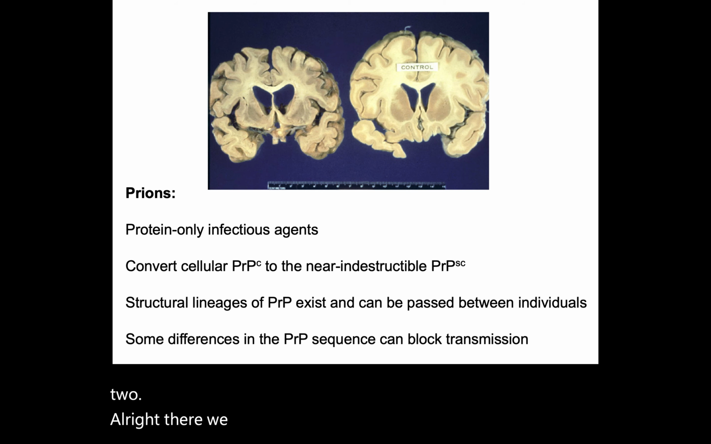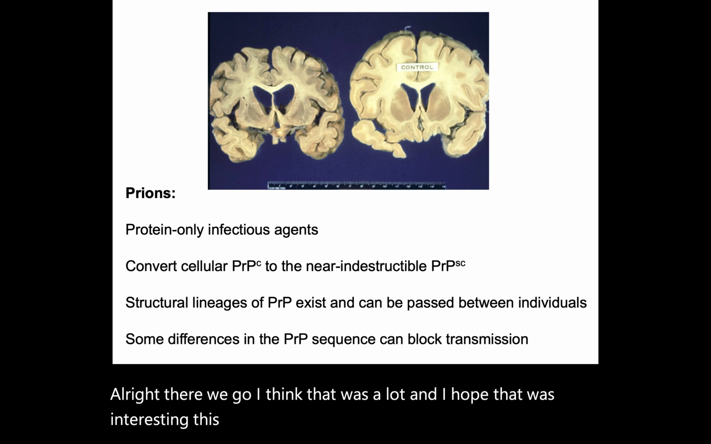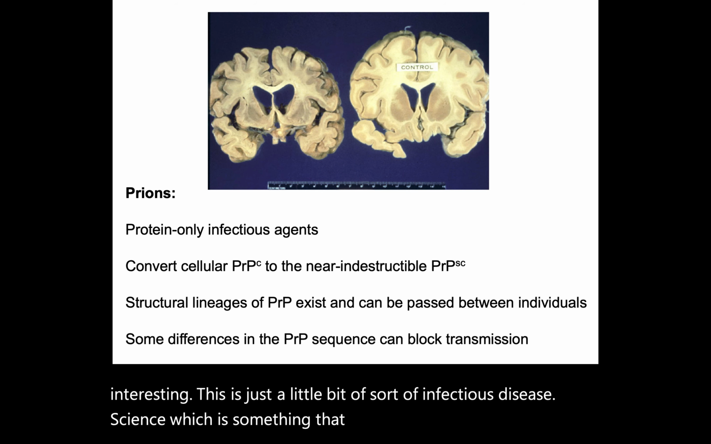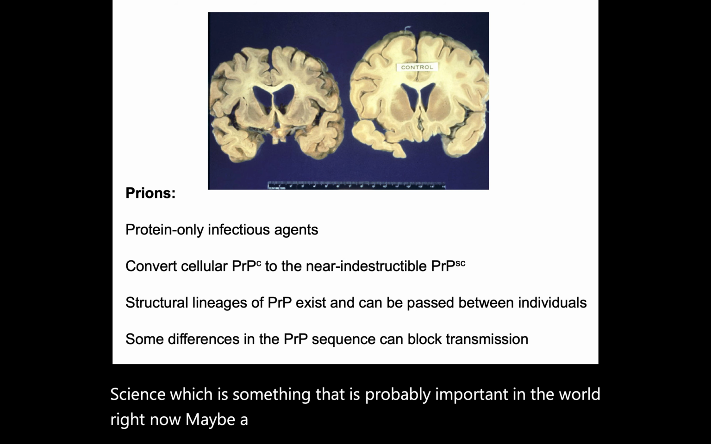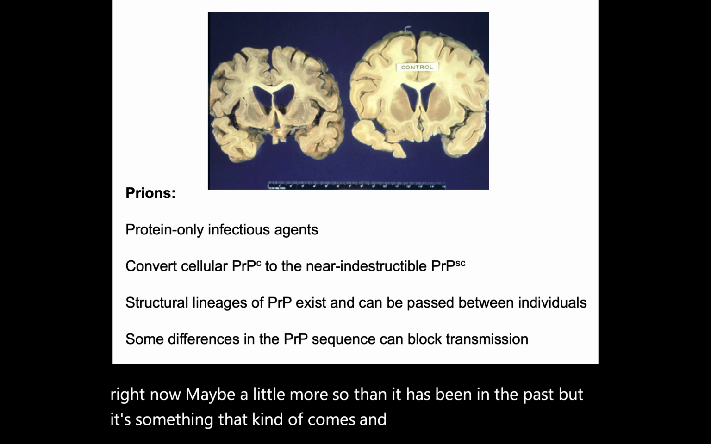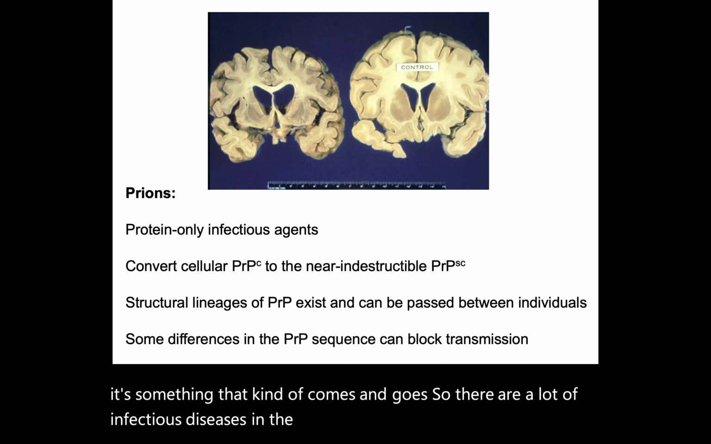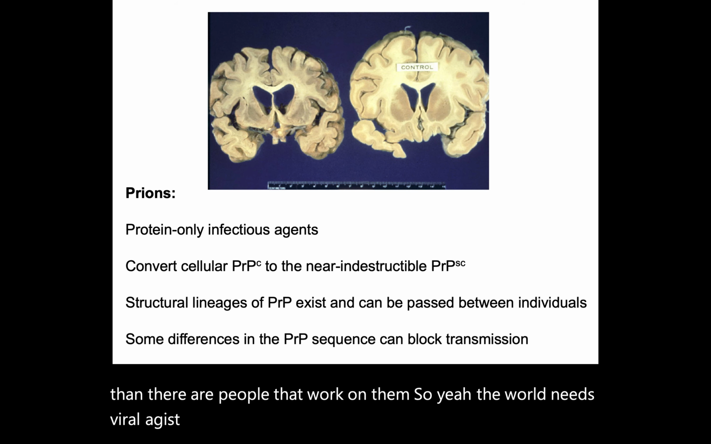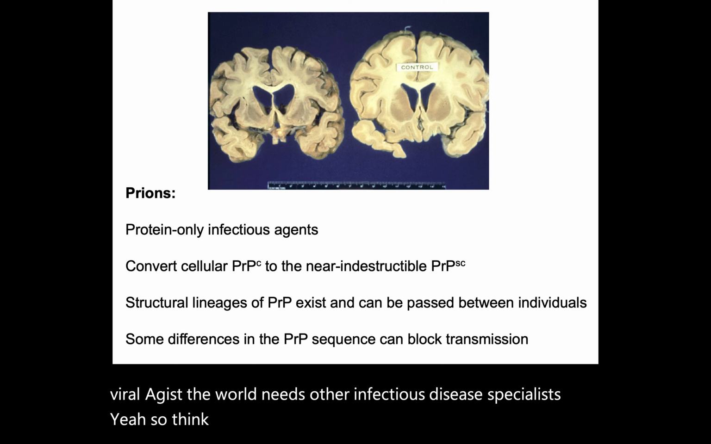I think that was a lot, and I hope that was interesting. This is just a little bit of sort of infectious disease science, which is something that is probably important in the world right now, maybe a little more so than it has been in the past, but it's something that kind of comes and goes. There are a lot of infectious diseases in the world, and far more infectious diseases than there are people that work on them. So, the world needs virologists. The world needs other infectious disease specialists. So think about that as you're picking careers, I would say.